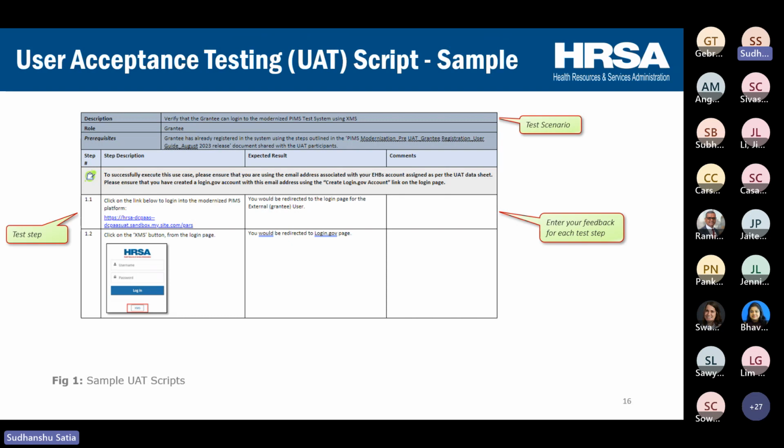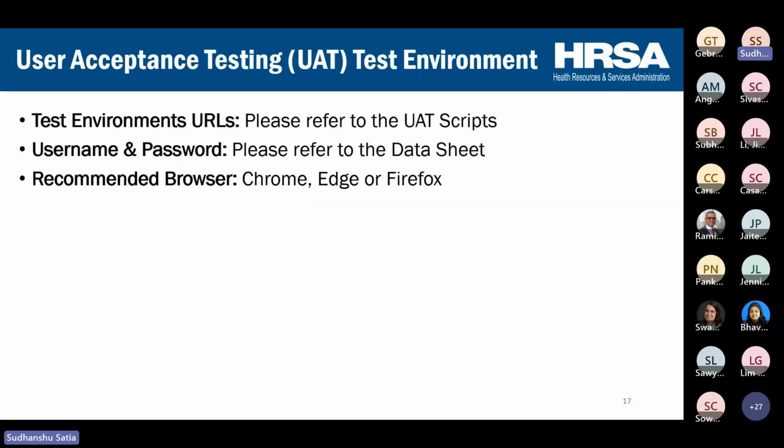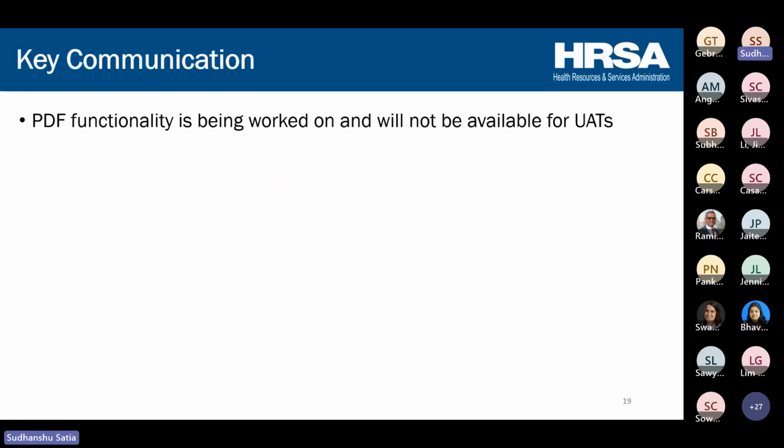So this is just again a sample, and all the environment URLs, usernames, passwords will be shared as part of our documents, which will be attached to the email invite and sent out on Monday. Just to reiterate, PDF functionality is currently work in progress. It will not be available on Monday for the user acceptance testing. Any questions before we start on the demo of the actual system?